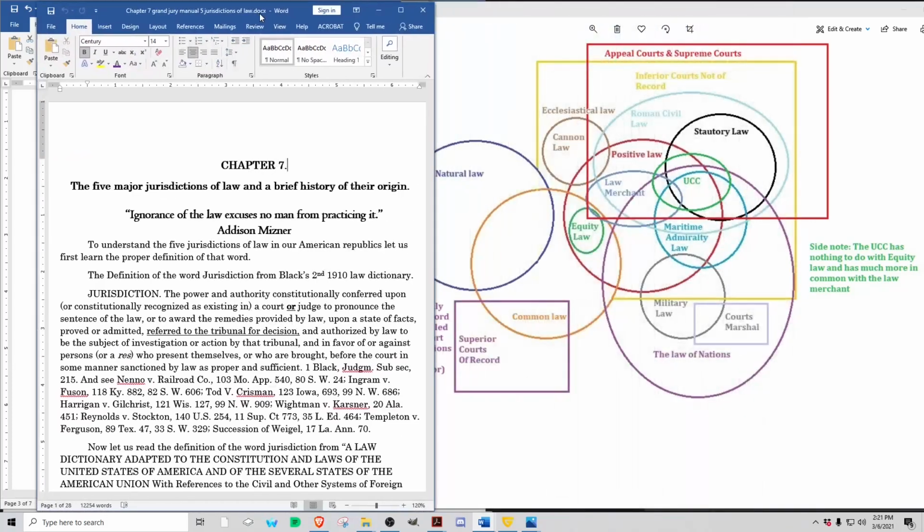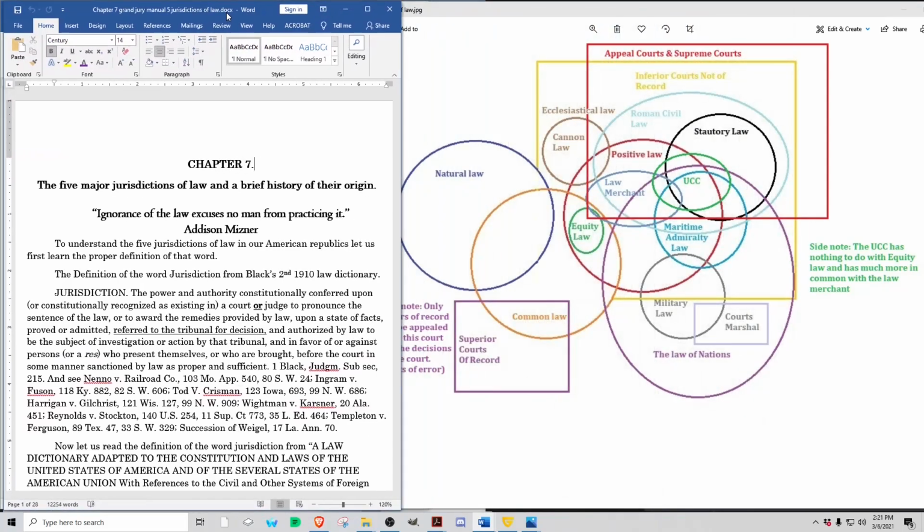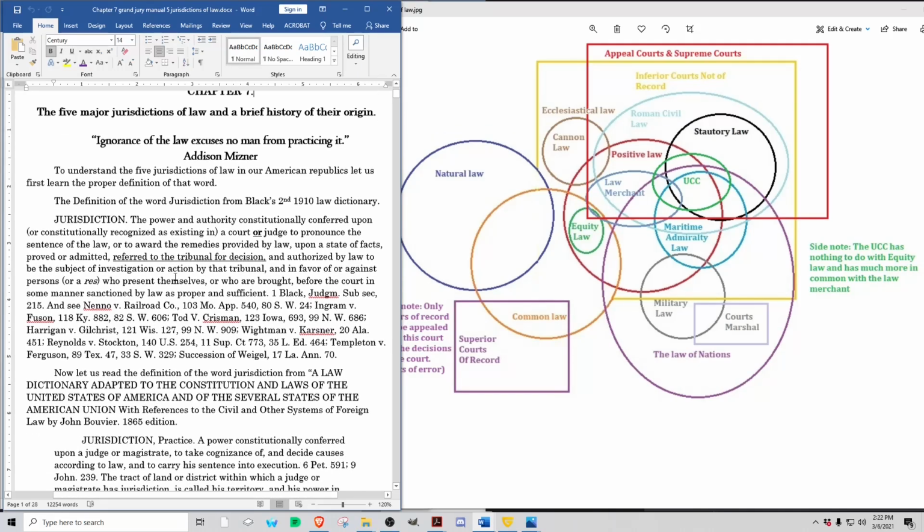Okay, so this is what we are supposed to be doing, and how our courts are supposed to work. So the 5 major jurisdictions of law and a brief history of their origin. Ignorance of the law excuses no man from practicing it. Isn't that the truth? So to understand the 5 jurisdictions of law in America, in the American republics, let us first learn the proper definition of that word. Okay, so now this is from Black's. This is Black's Second. This is the definition.